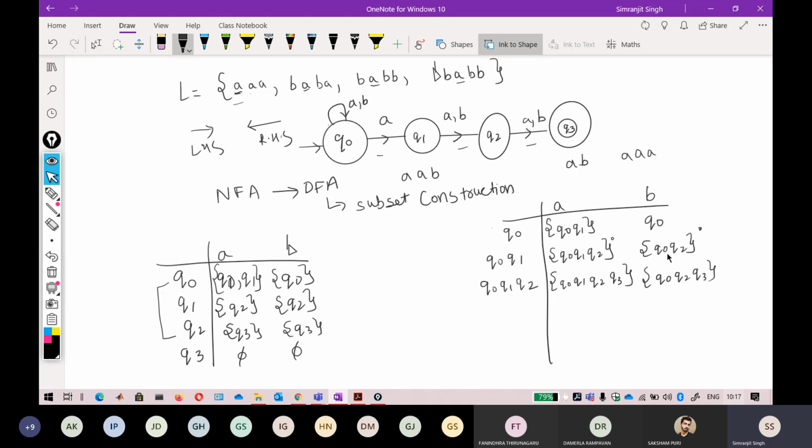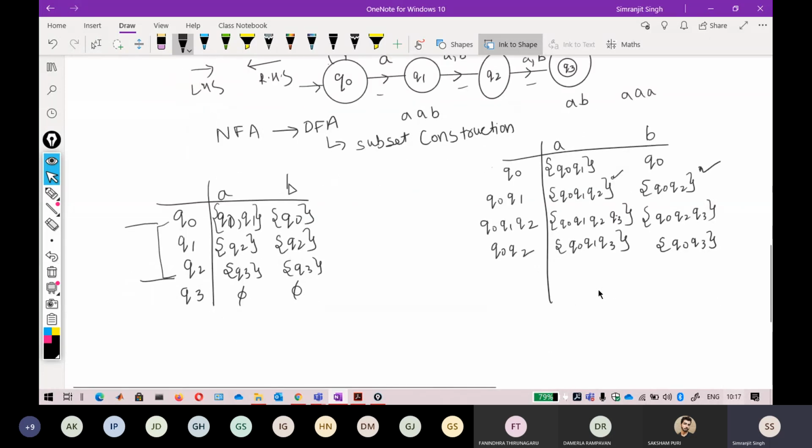Now this state is completed. Now these three states are there. Now complete this state, Q0, Q2. Q0, Q2 will be Q0, Q1, Q3. Another one will be Q0, Q3. I think these are again the new states here. So this is also completed.